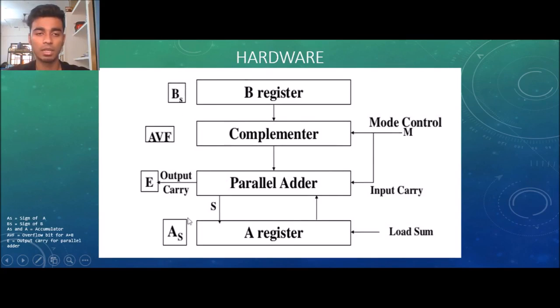one of these will be negative, one of these will be 1. So the XOR will be 1. Therefore M will be 1, the M bit will be set to 1 and input carry will be 1 as well. Therefore in this case the complementer will work.